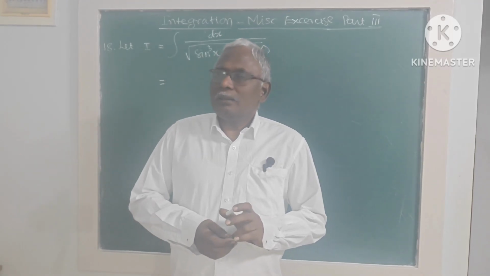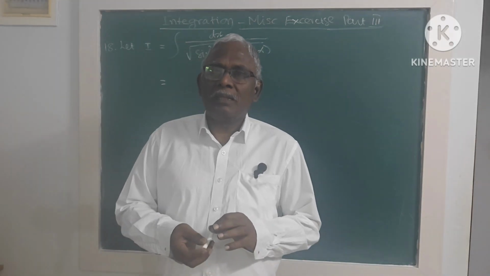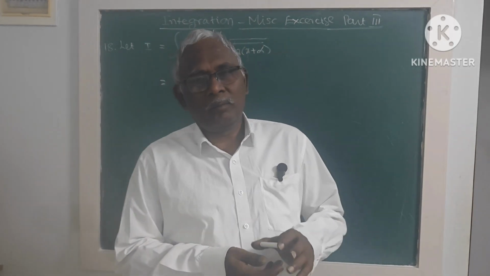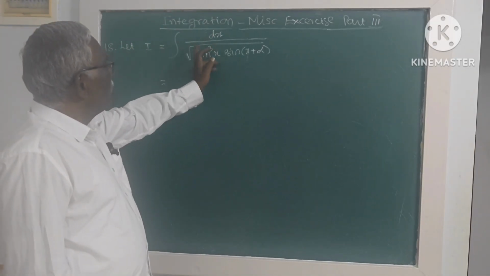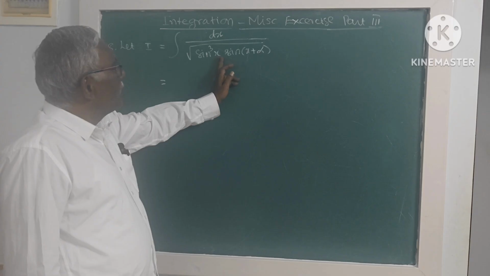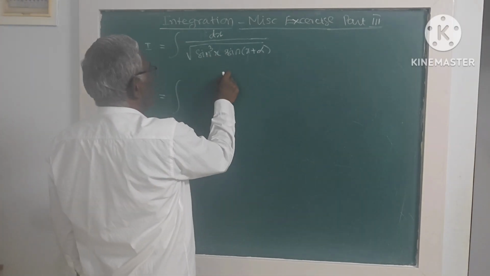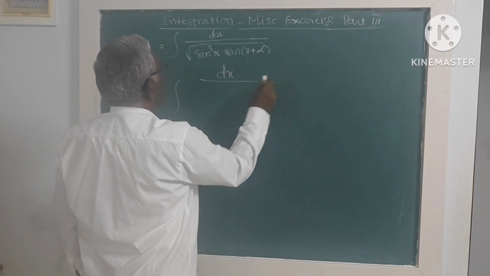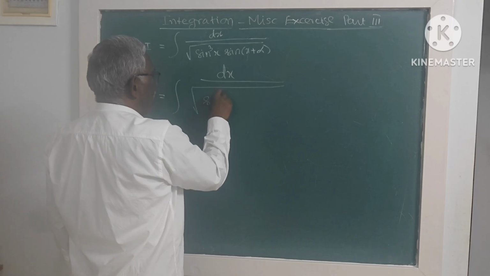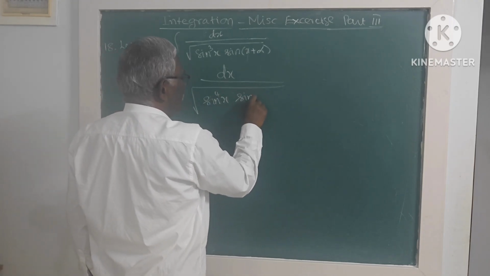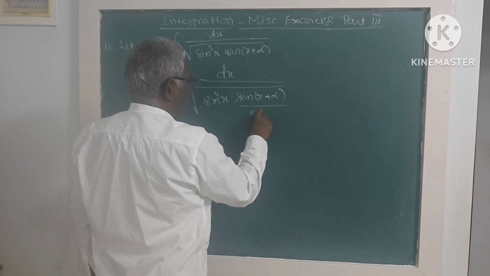Today let us do some more problems on miscellaneous exercise of chapter 7, that is integration. We have to evaluate this integral dx by square root of sine cube x into sine of x plus alpha. Let's take dx by square root of sine power 4x into sine of x plus alpha by sine x.